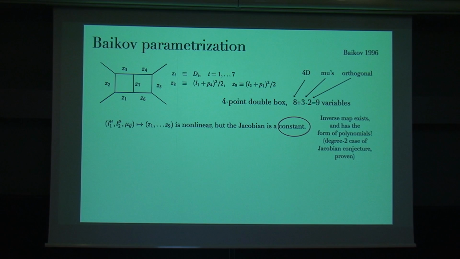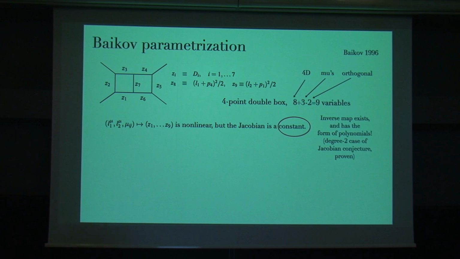And then you make the change of variables from the quite common variables, the L and mu variables, to Z variables. The Z1 to Z7 are just the inverse propagators, and Z8 and Z9 are the additional ISPs. So definitely this is a nonlinear transformation, it's a quadratic transformation, because Z is a quadratic function of L. But you can prove that by construction, this Jacobian is always a constant.